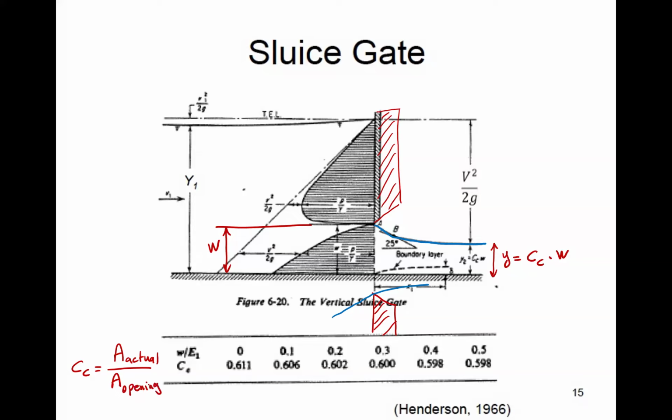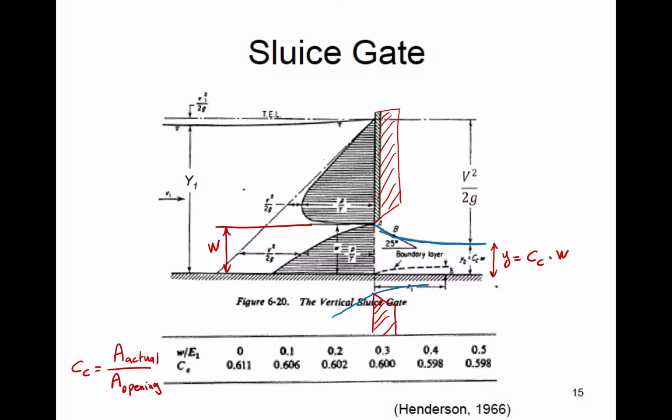And we see that it varies as the ratio of the opening to upstream head changes, but 0.6 is a good number: 0.611, 0.606, and around 0.6. So again, if you have absolutely no data, it is very safe to assume that the depth downstream of a gate is 60% of the gate opening. That's what it means, roughly. So that's basically what it is.